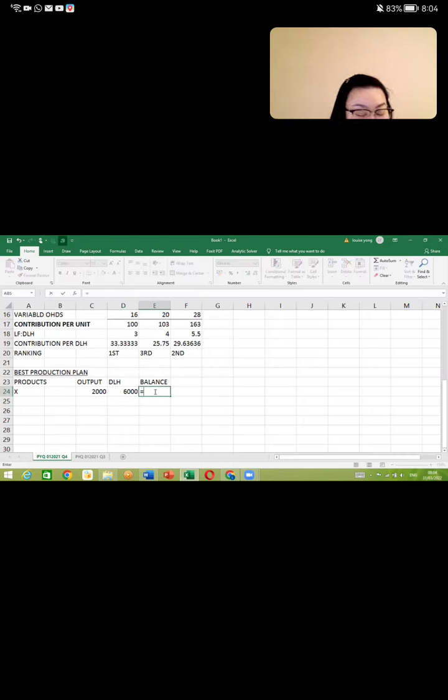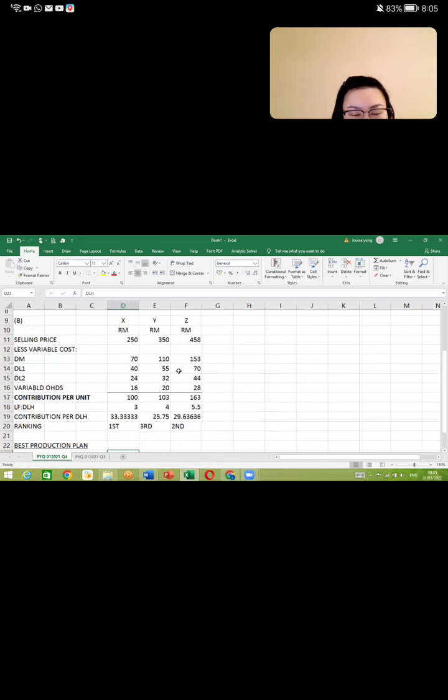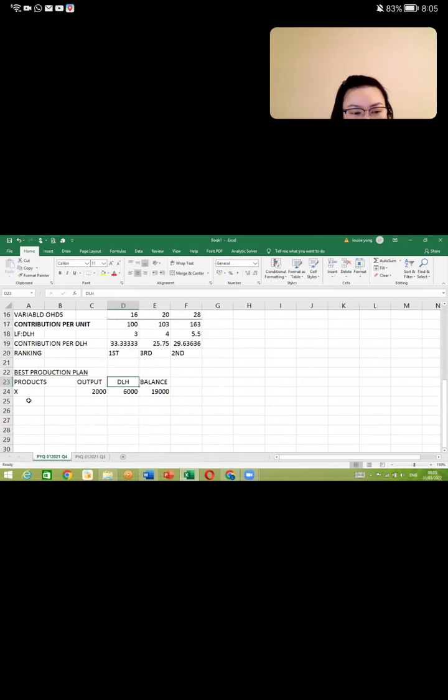So balance here, total labor hour available is 25,000. So minus out 6,000. So balance left will be 19,000 hours. Balance hours 19,000. The second ranking here is your Z. So product Z. So what will be your output?